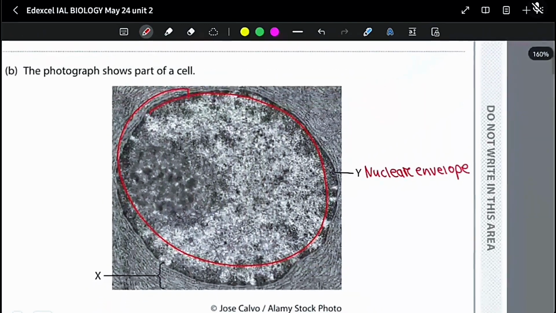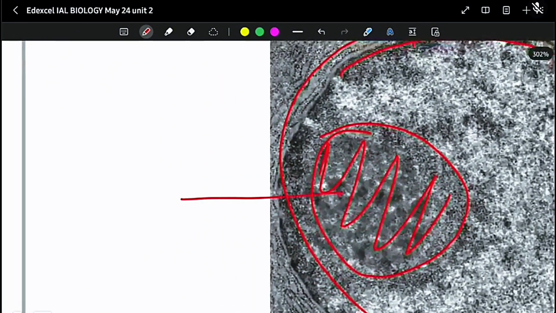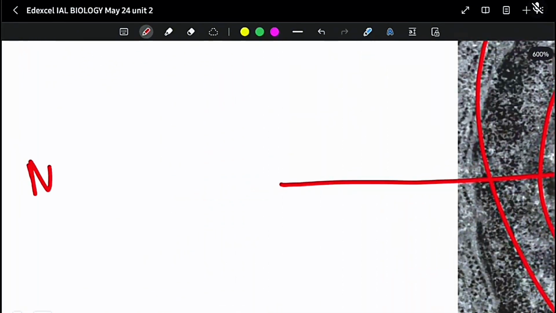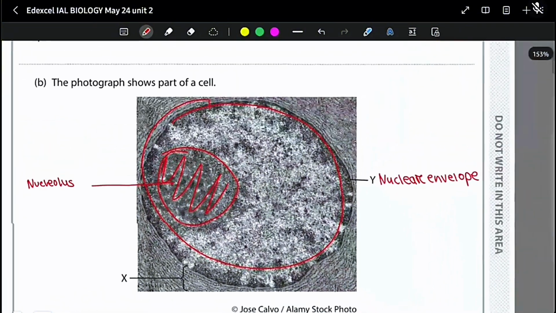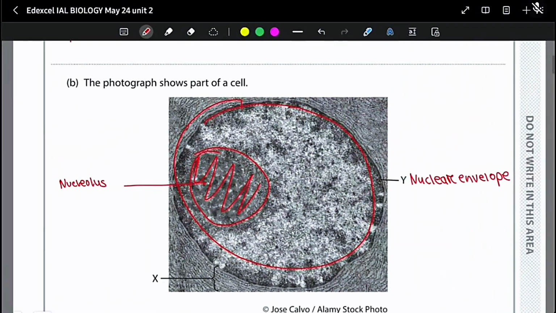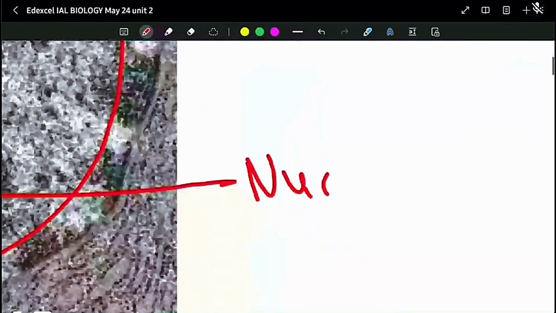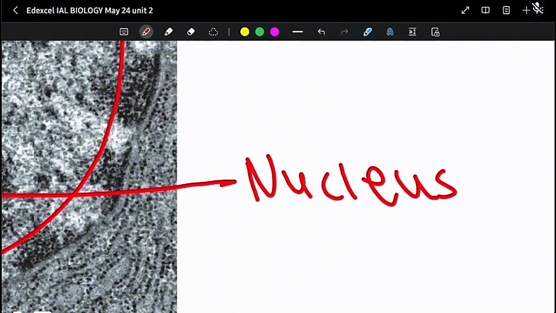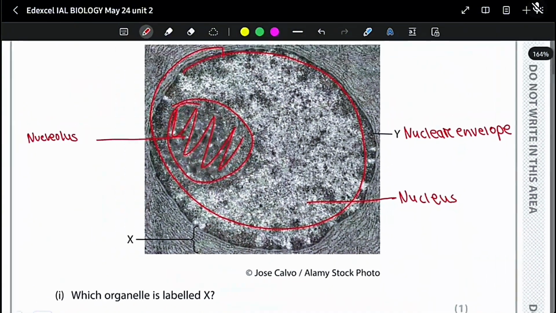And then we can see an evenly dark staining area, this part, which has to be the nucleolus. So this is the nucleolus. And this was the nucleus, so let us label the nucleus too. So, nucleus.